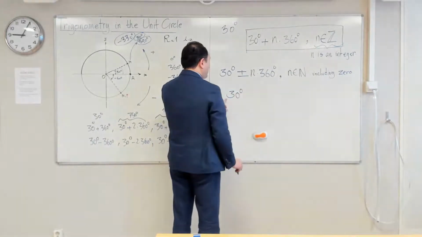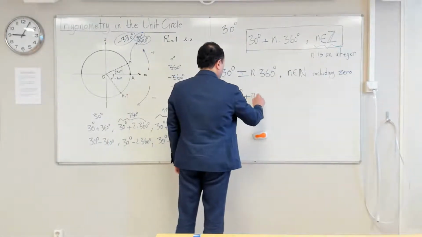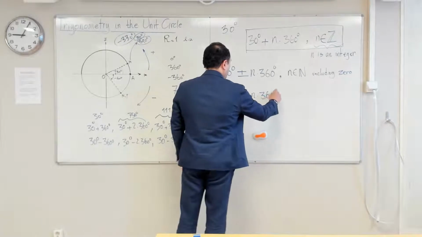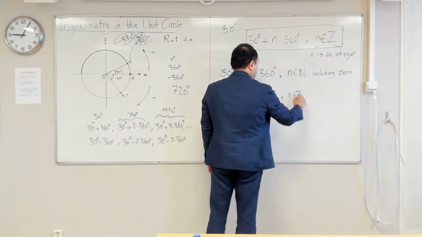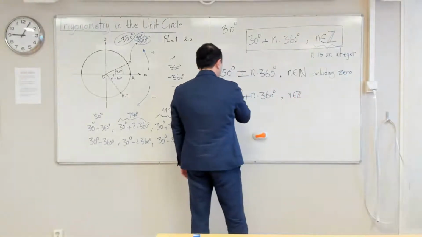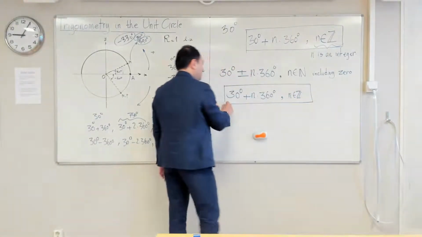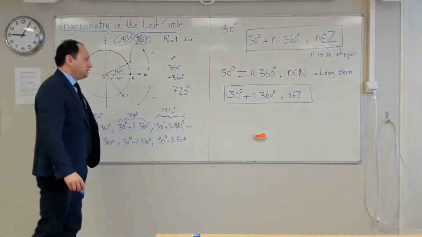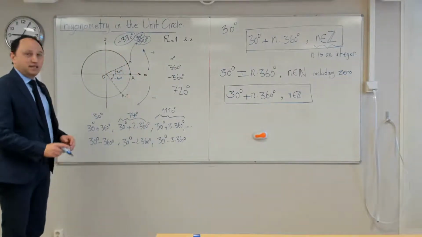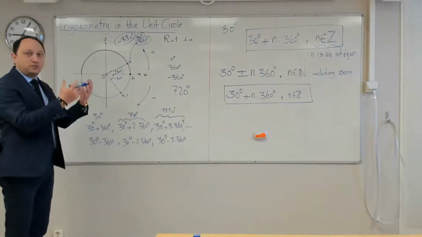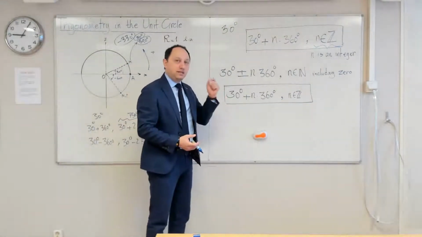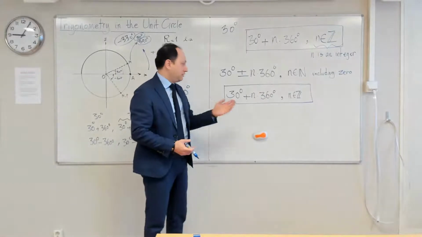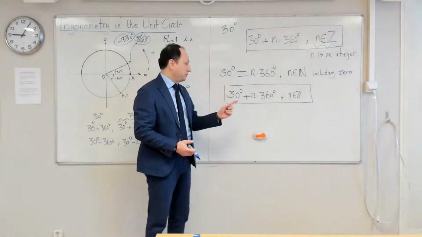So this becomes 30 degrees plus n times this, and it is crucial to write n belongs to Z. So if someone asks you what I have written here in this box, you would say these are all the possible angles. This formula will generate infinitely many angles, not one, even though I have written it in one form.